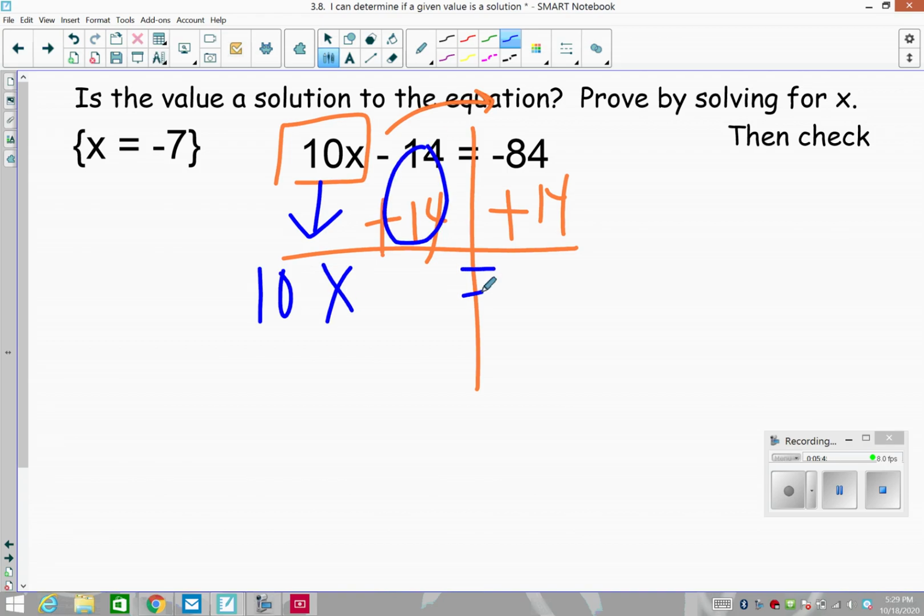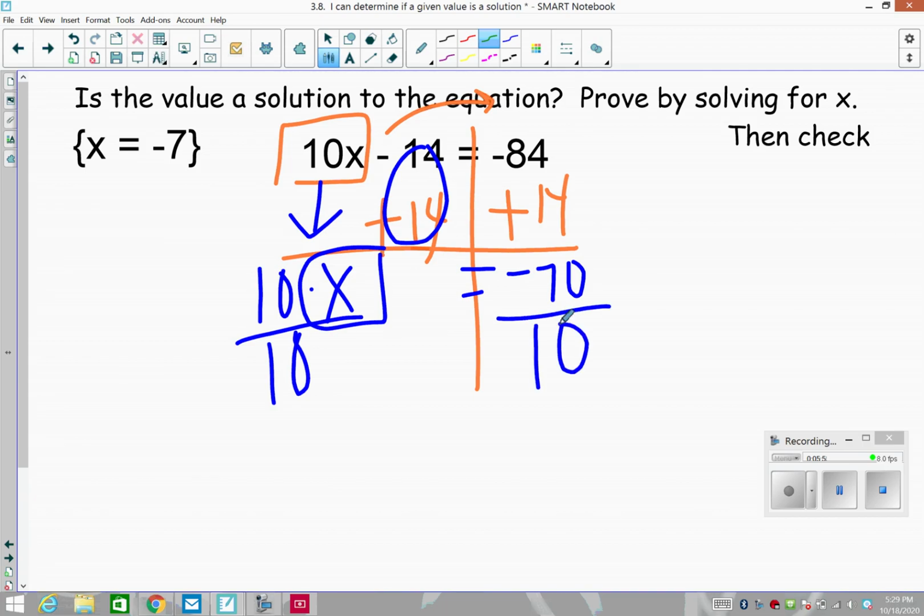Pause the video at any time. Just push pause. That's negative. How many extra players? 70. Next step is to undo the multiplication. So we divide by 10, copy, paste.